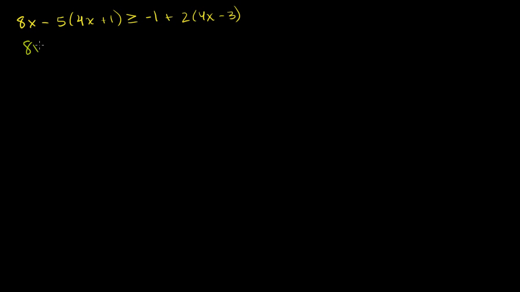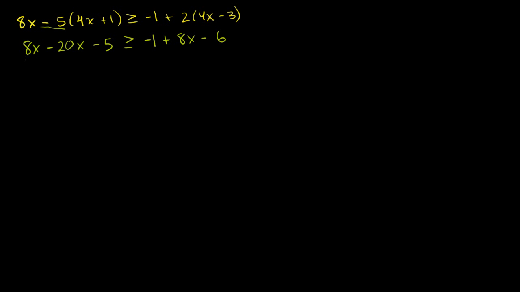So let's just simplify this. You get 8x minus, let's distribute this negative 5. So let me say 8x and then distribute the negative 5. Negative 5 times 4x is negative 20x. Negative 5, when I say negative 5, I'm talking about this whole thing. Negative 5 times 1 is negative 5. And then that's going to be greater than or equal to negative 1 plus 2 times 4x is 8x. 2 times negative 3 is negative 6.